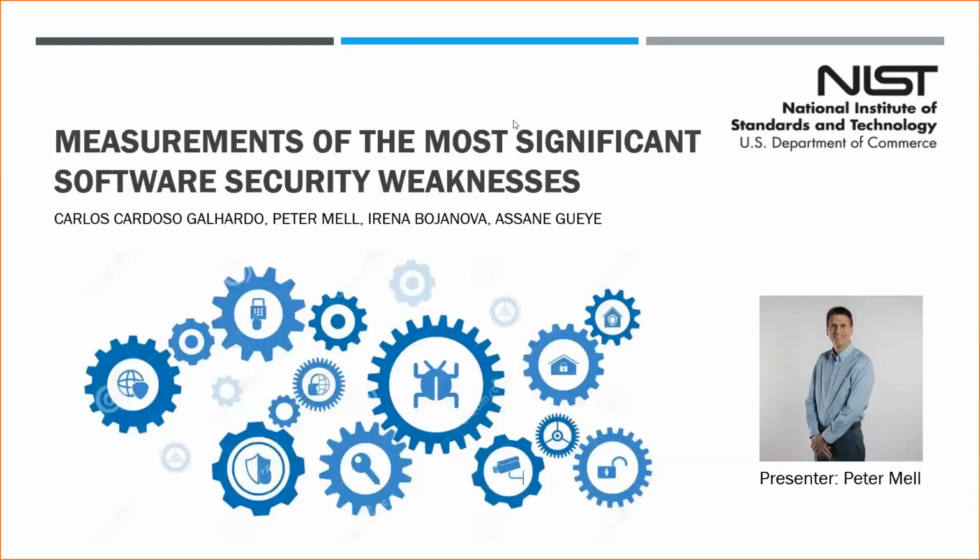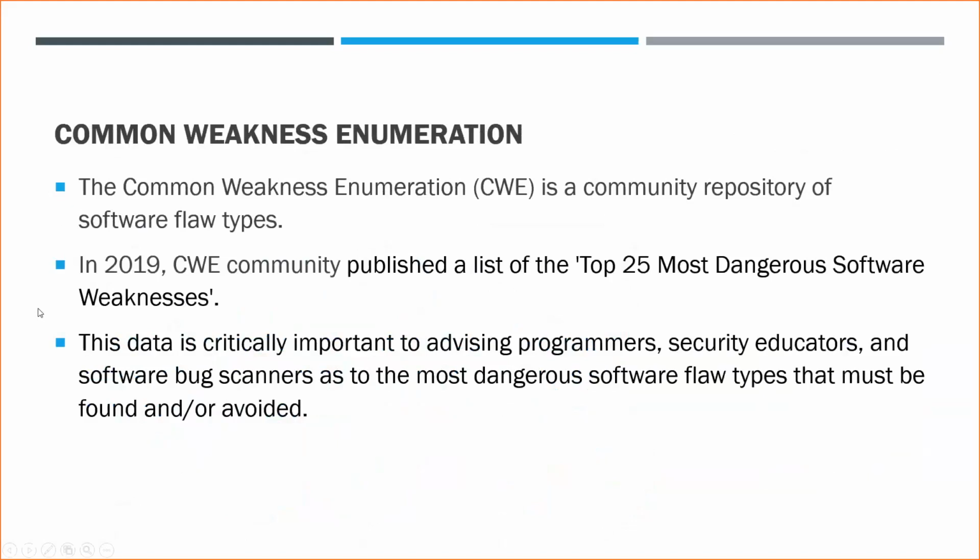I'm from the National Institute of Standards and Technology, and today I will be talking to you about our work on measurements of the most significant software security weaknesses. As background, the Common Weakness Enumeration is a community repository containing software flaw types. These are not vulnerabilities or instances of software flaw types, but the software flaw types themselves, the types of flaws in software that then will result in vulnerabilities.